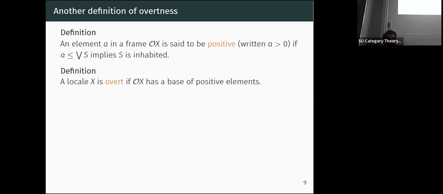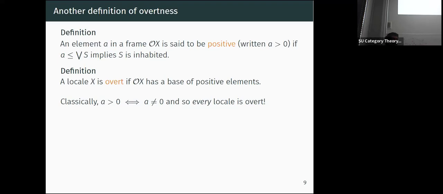And we say a locale is overt if it has a base of positive elements. Now, classically, we have that A is positive if and only if it's non-zero. So you can just take all the elements that aren't zero and they'll form a base. So classically, everything's overt. That's why you haven't heard about it. It's not that you haven't heard about it because these things are rare. It's that you haven't heard about it because they are so ubiquitous. Everything you know about is overt classically.